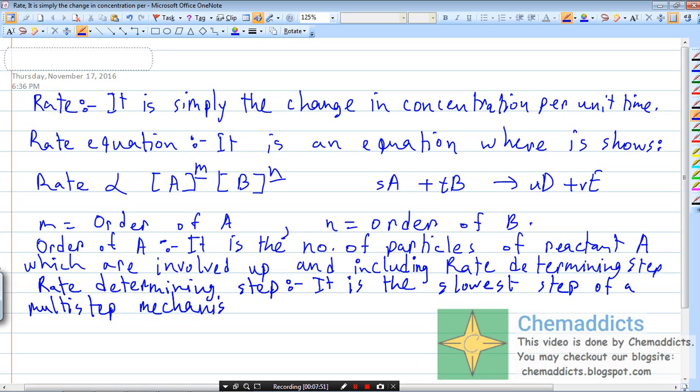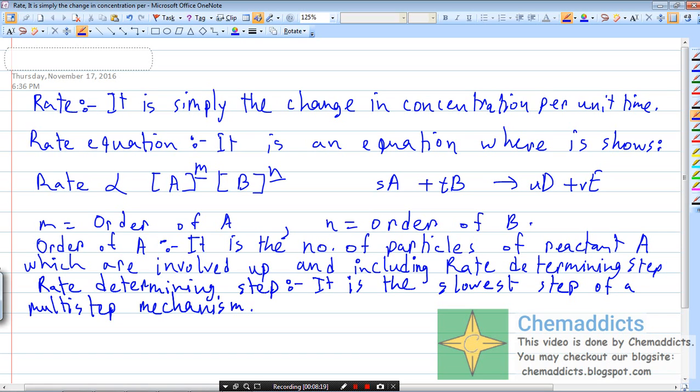So it is simply the slowest step of a multi-step mechanism. So what the heck is a multi-step mechanism? Suppose a reaction is occurring between A and B. This reaction is happening, but it won't happen in a single step mechanism.